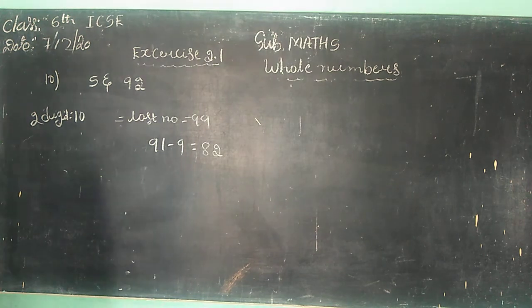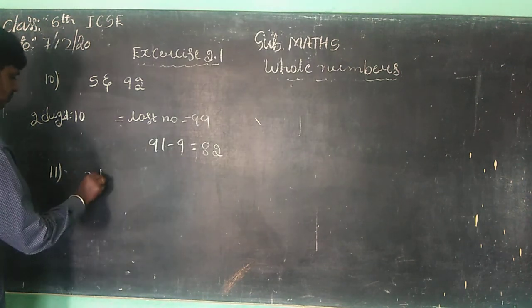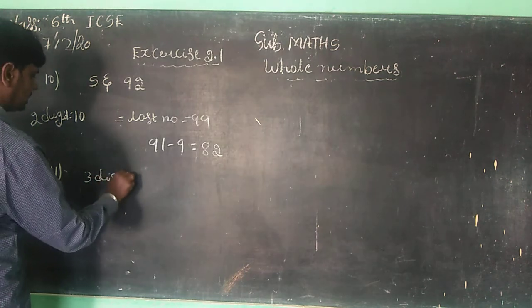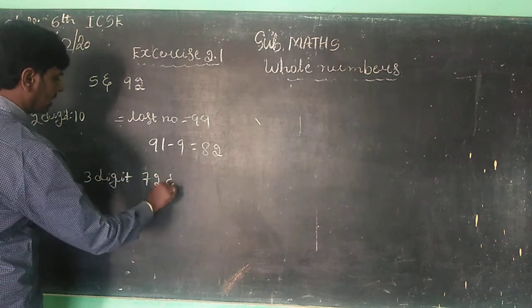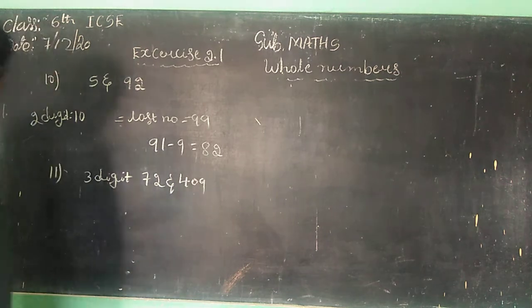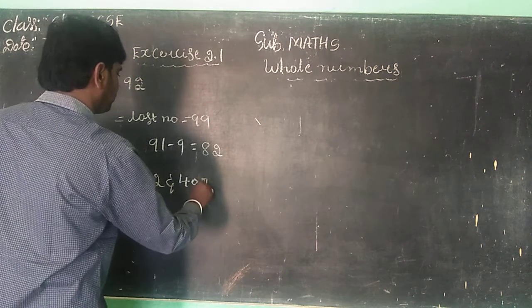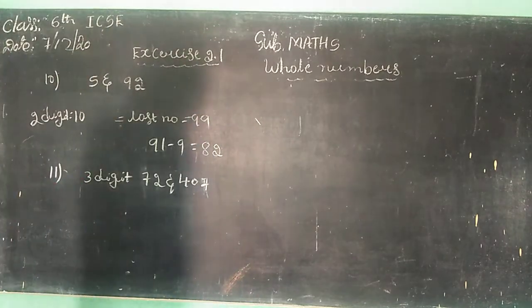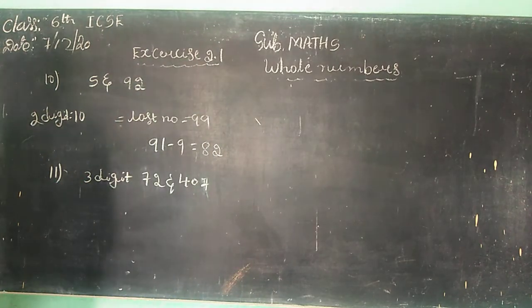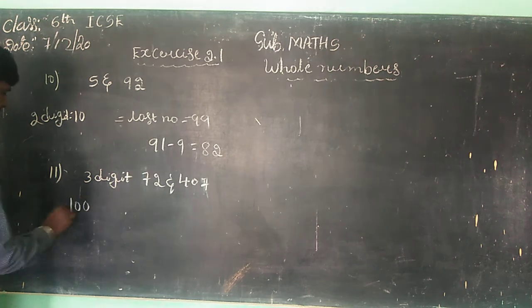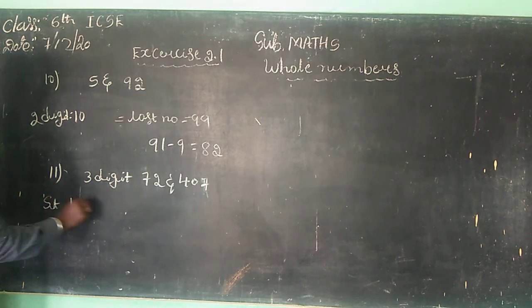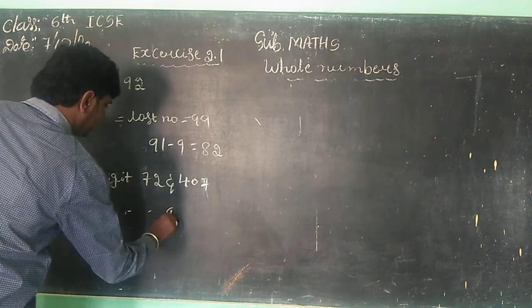Children, you want to take the last question. What is that last question? How many 3-digit numbers are there between 72 and 407? 3-digit numbers between 72 and 409. Correct children? It is very simple. Sorry, 407. Very simple question, children. So children, now the 3-digit number starts with 100. This is the starting number. And the last number is 999.